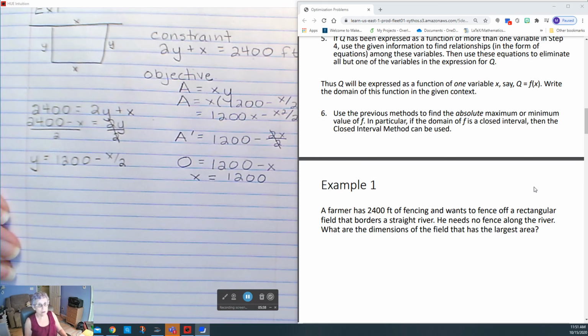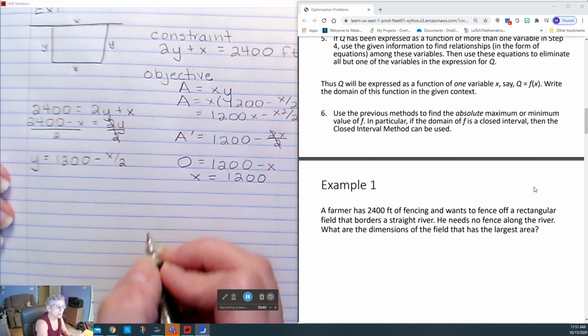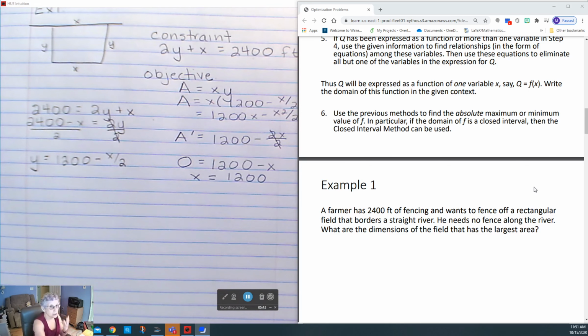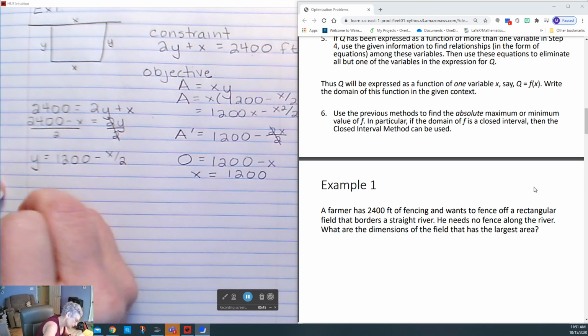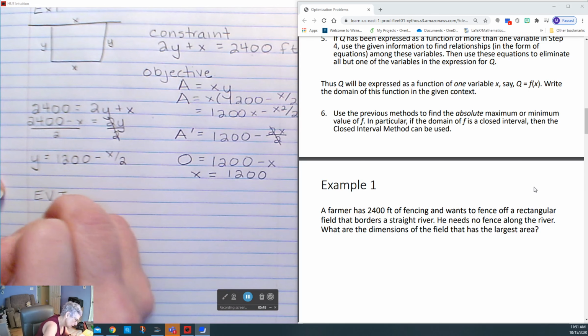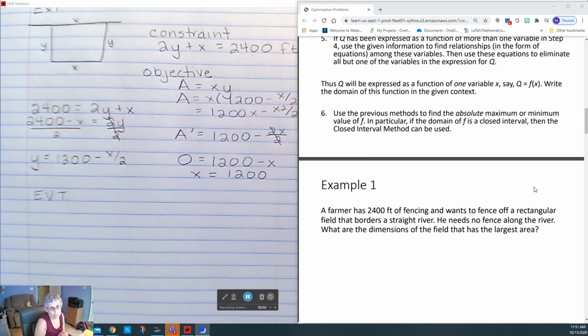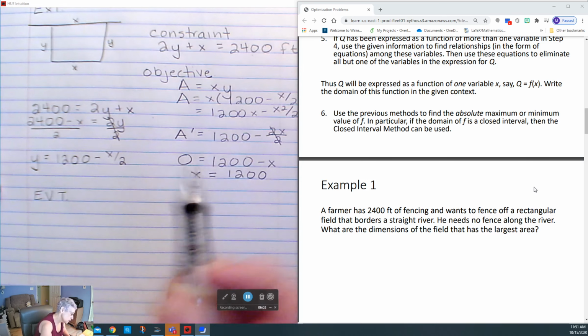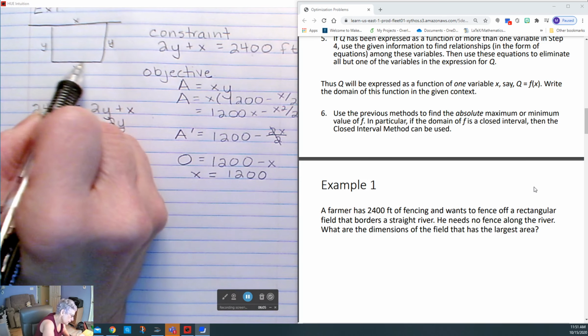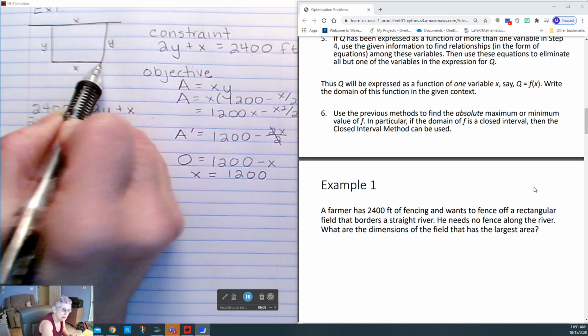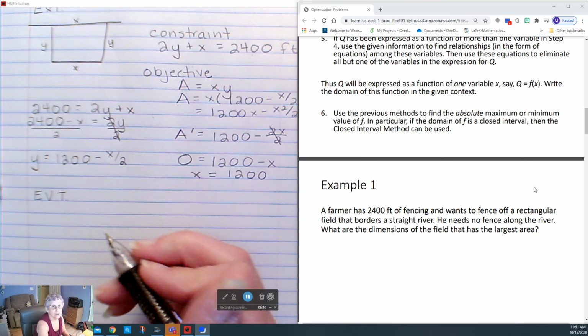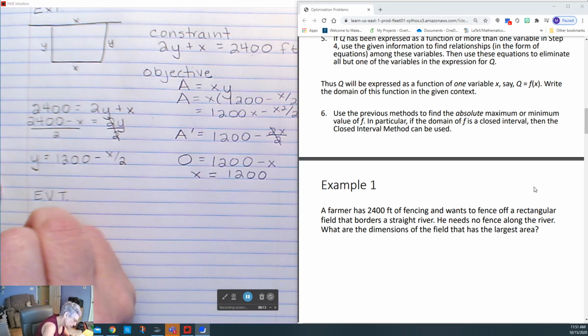But is this a max or is this a min? So, couple of ways, actually 3 ways we can decide. We can use the extreme value theorem. So we have to know the domain of x in order to use the extreme value theorem because we have to have a continuous function on a closed interval. Well, x, which is the length of the fence that is parallel to the river, could be 0, which would be stupid.